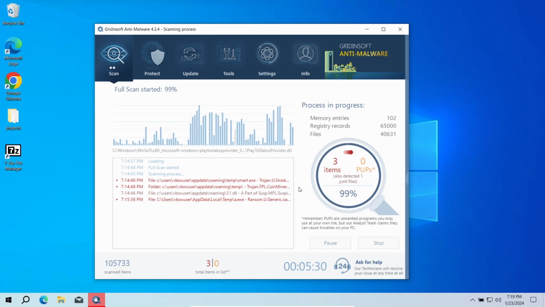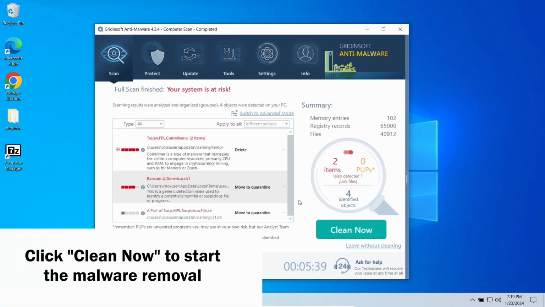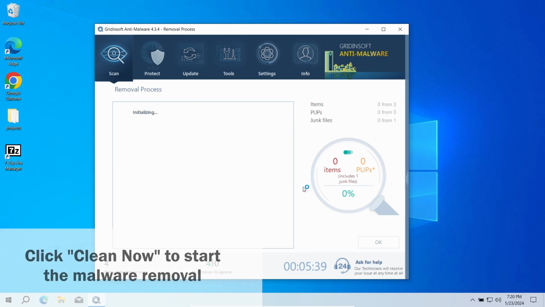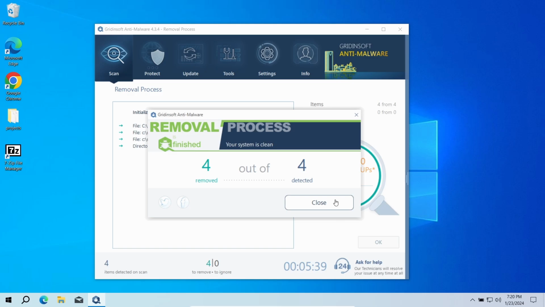You will see the detected malware throughout the scanning process. Do not interrupt it. Once the scan is over, all you have to do is to click Clean Now. This starts the malware removal. When you have a lot of detected items, this process may also take a minute or two. Now the system is clean.